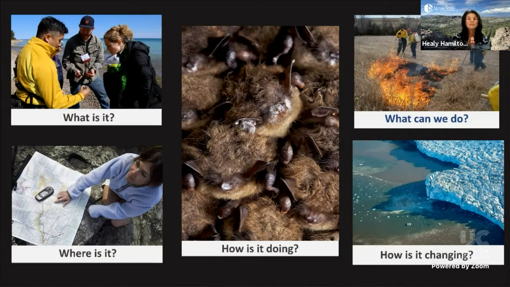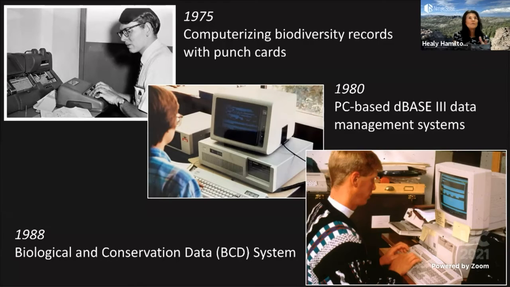The NatureServe Network records and compiles and analyzes and shares the highest quality scientific information we have at scale on what species and ecosystems are present, where they occur, how they are doing, and what we can do to conserve them. So from the beginning, from its inception, the NatureServe Network has developed and shared standardized methods for its observation and assessments of species and ecosystems.